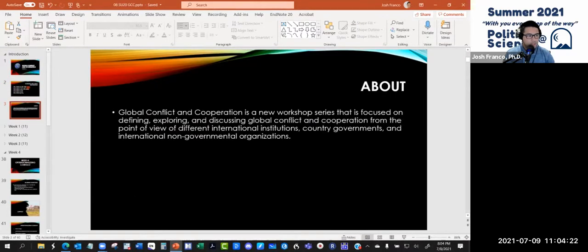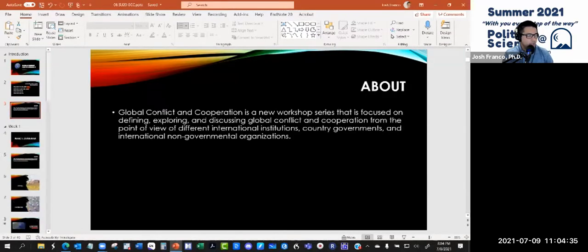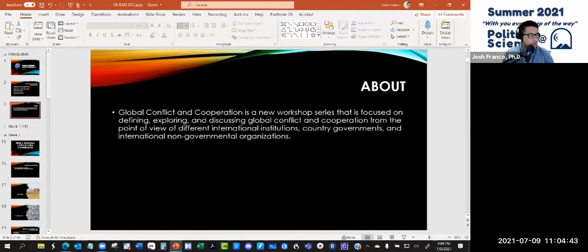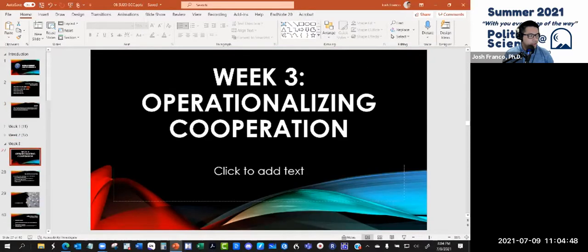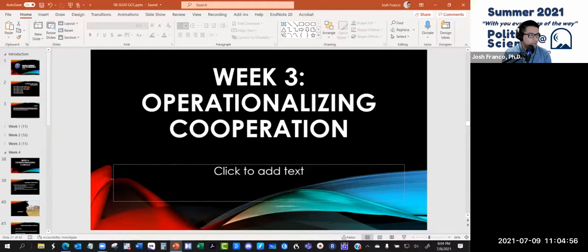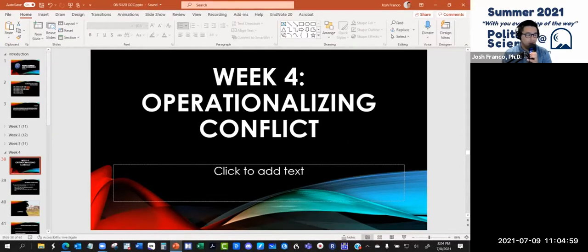Now, this workshop's a new series that I'm developing. It's focused on defining, exploring, and discussing global conflict and cooperation from the point of view of different international institutions, country governments, and international non-governmental organizations. Over the past couple of weeks, we first talked about an overview of the workshop and bringing in two big concepts of conflict and cooperation. In week 2, we focused on regional conflict and cooperation. And then in week 3, we looked at operationalizing cooperation, so bringing this concept from our mind as an idea into the real world. And now for week 4, we'll be looking at operationalizing conflict.